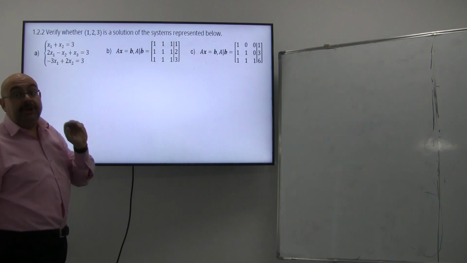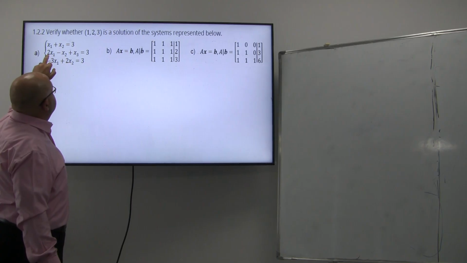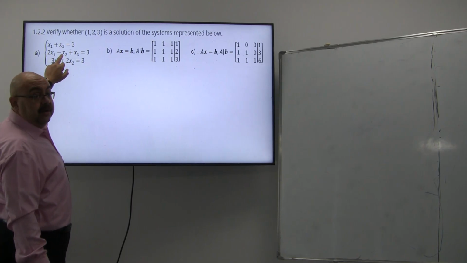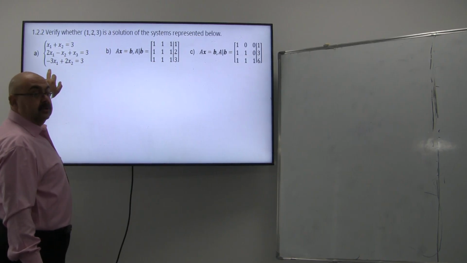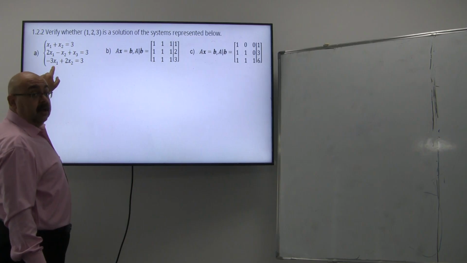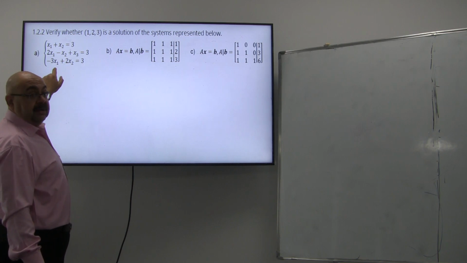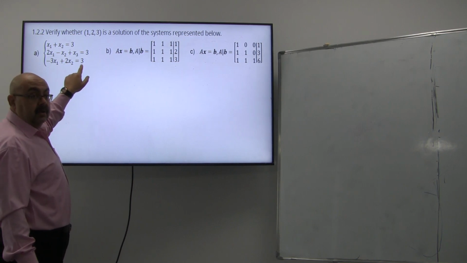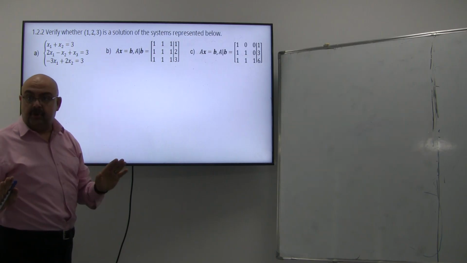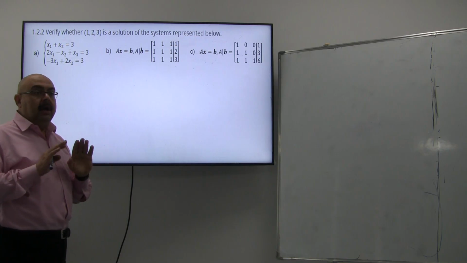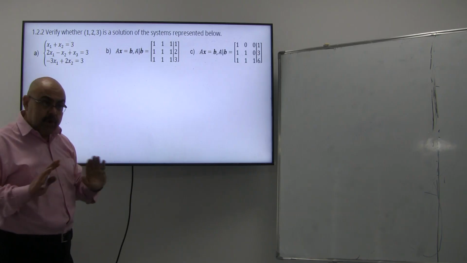I will have to check all three of them. Coming to the second one, it's going to be 2, then minus 2, so they will cancel each other. 3 equals 3, which is correct also. For the last one, it's going to be negative 3 plus 4, which is positive 1, and it doesn't equal 3. So the given numbers 1, 2, 3 are not a solution for this system. They satisfy some of the equations, but the others are not satisfied. So the bottom line, it's not correct.